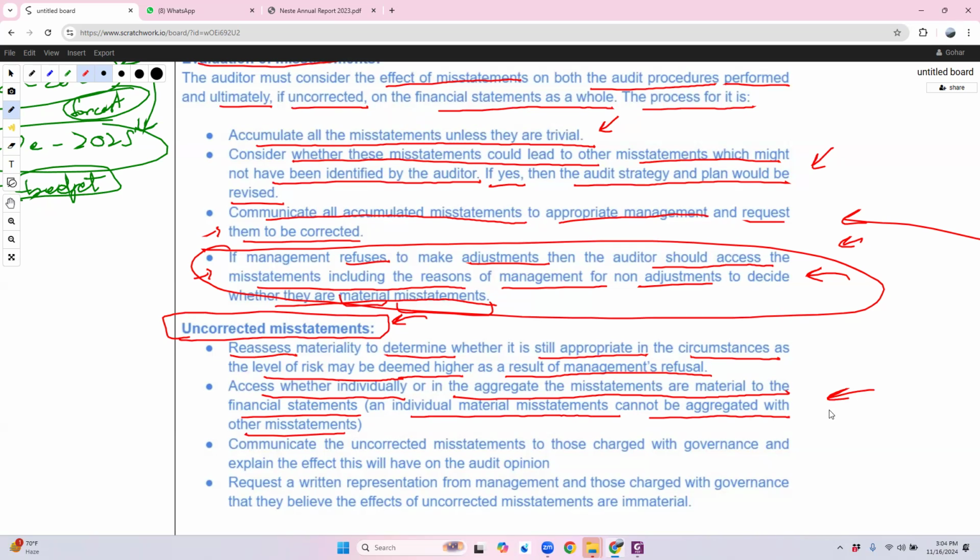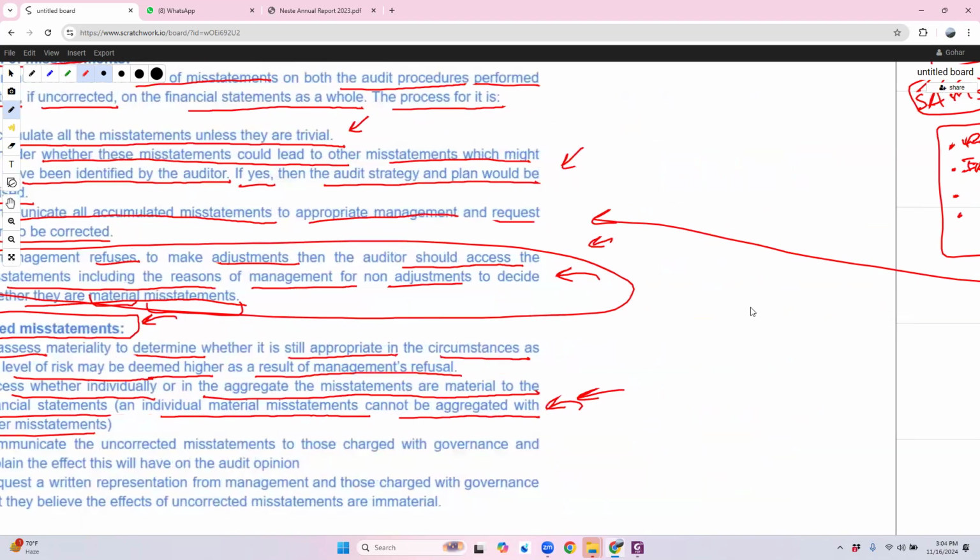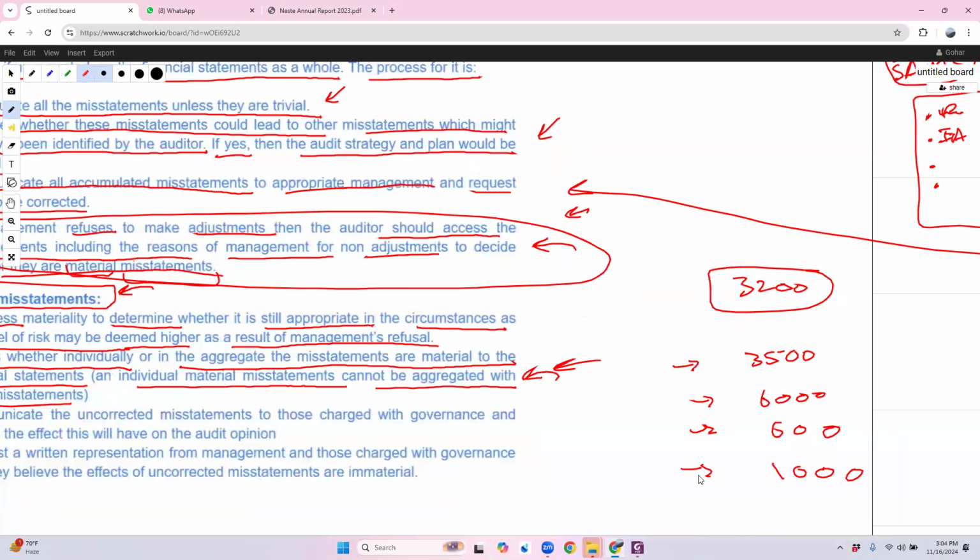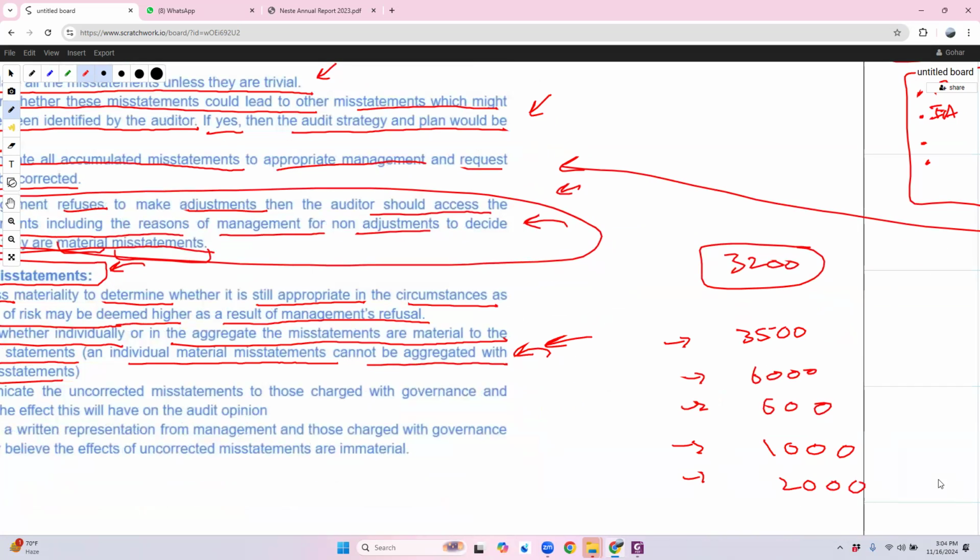Understood? What are you trying to say? I am saying, first of all, understand that your total materiality is 3,200. This is the materiality you have determined. Now you identify that there is a misstatement of 3,500 in the first place. There is a misstatement of 6,000 in the second place. There is a misstatement of 600. There is a misstatement of 1,000. There is a misstatement of 2,000 as well within the accounts.